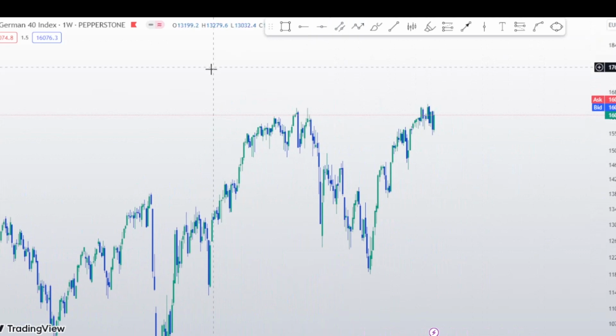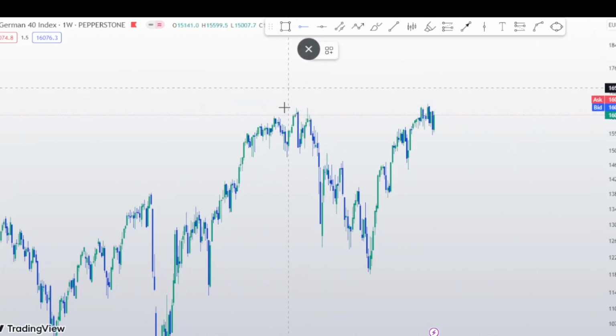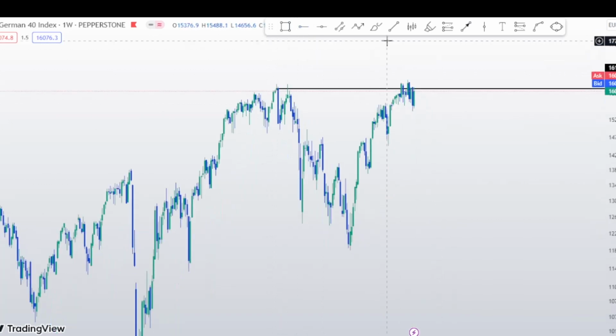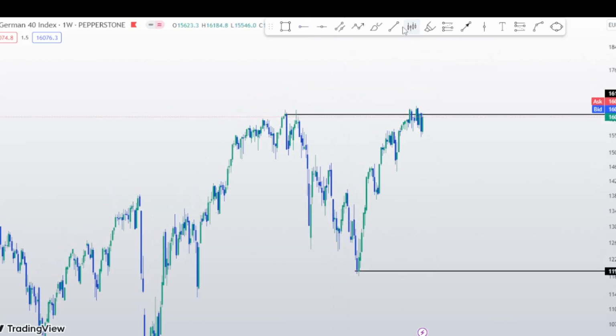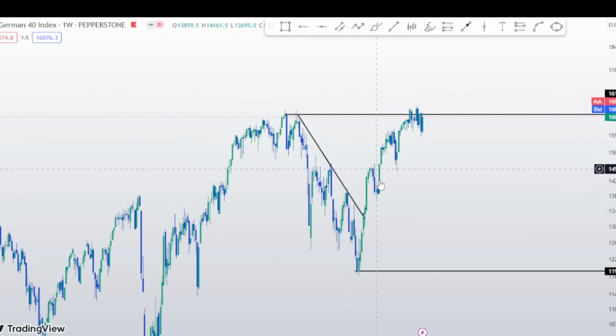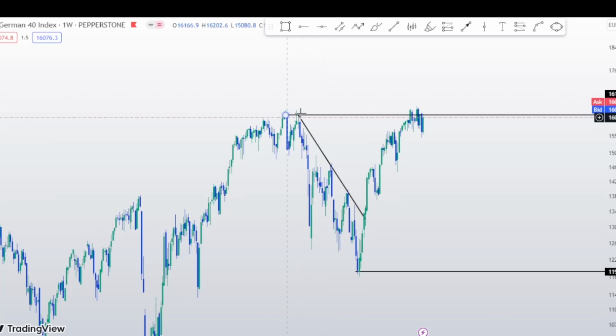Okay, and on a weekly, we have this highest high here, and the lowest low is here again, and the market was moving down here until it changed and broke out of this last lower high that was made here, retest, and the market started going up with the higher highs and higher lows, and now we have reached this level of significance.